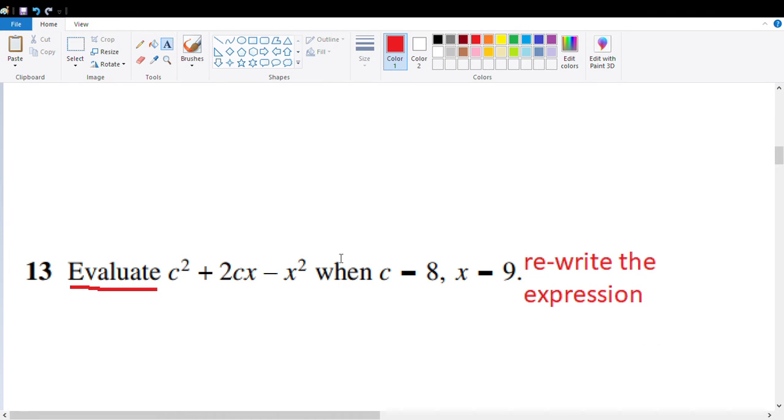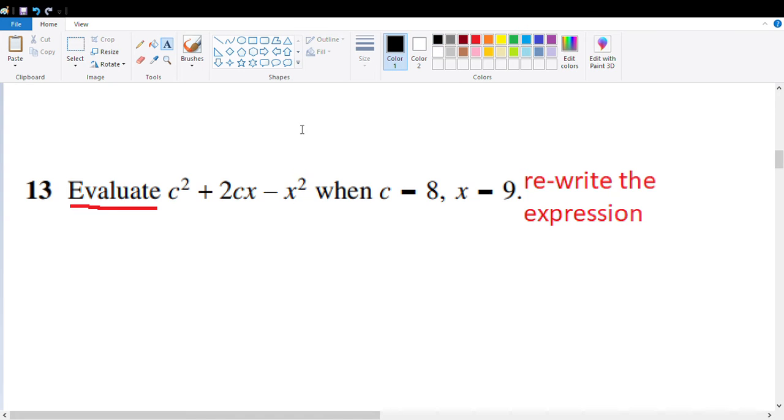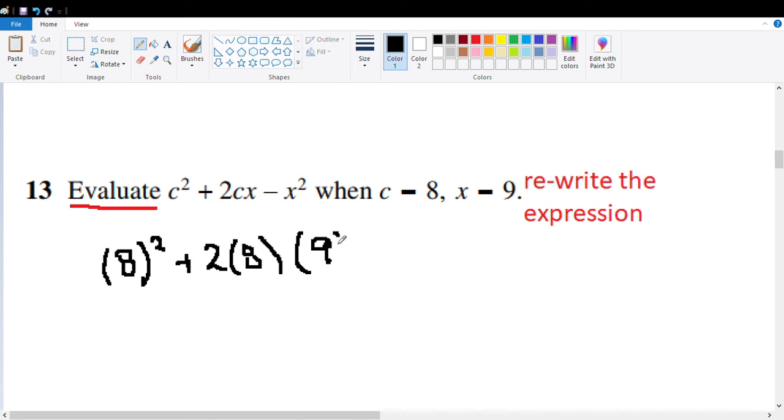Okay, so let's rewrite the expression. C is now 8, so it's going to be 8 squared, and whatever is included with the c is still included, plus 2, c is now 8, and now what is x? x is 9, minus 9 squared. Now what do we do? We're going to do some math.